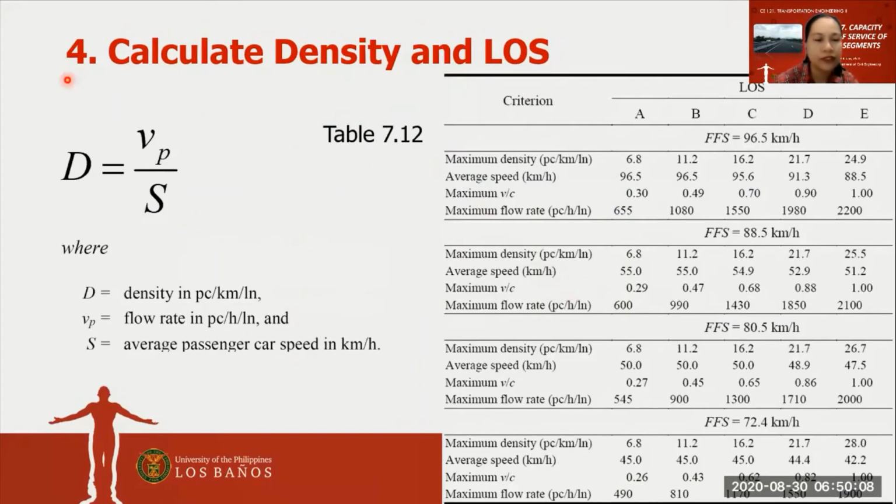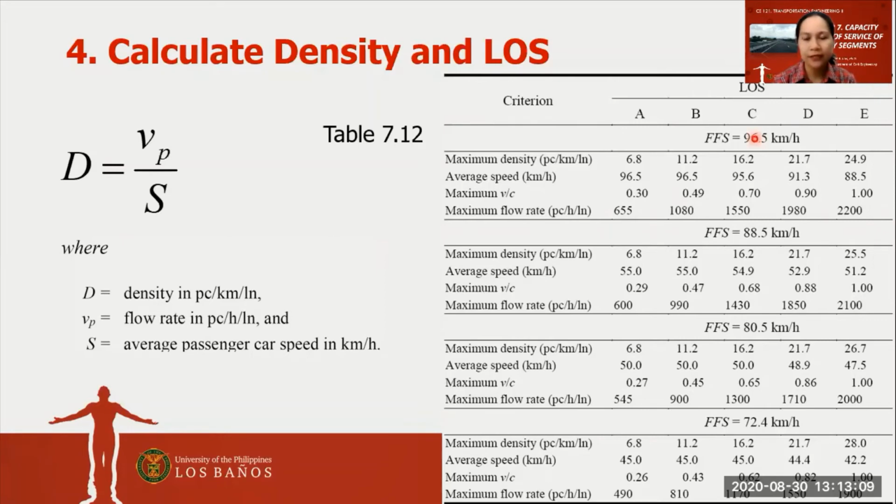And then, of course, the fourth procedure is to calculate the density of the highway, which is the same procedure. However, we have a different table for determining the LOS for the multi-lane highway. Once you have determined the density by using this formula, then you can determine the level of service of the multi-lane highway using this table.